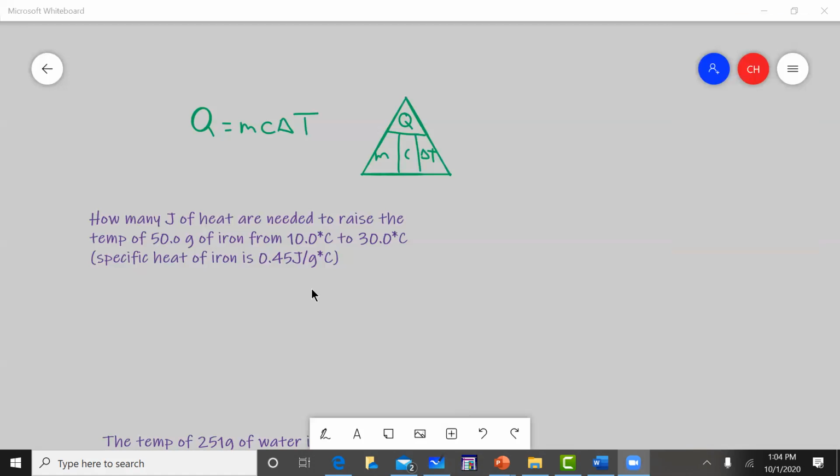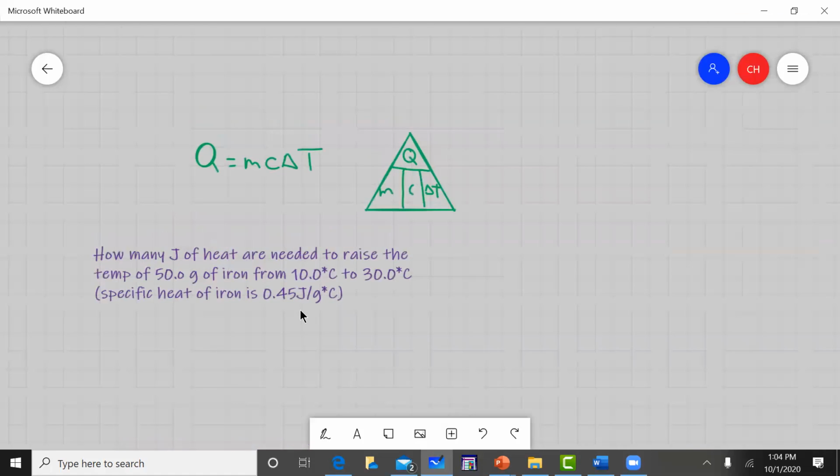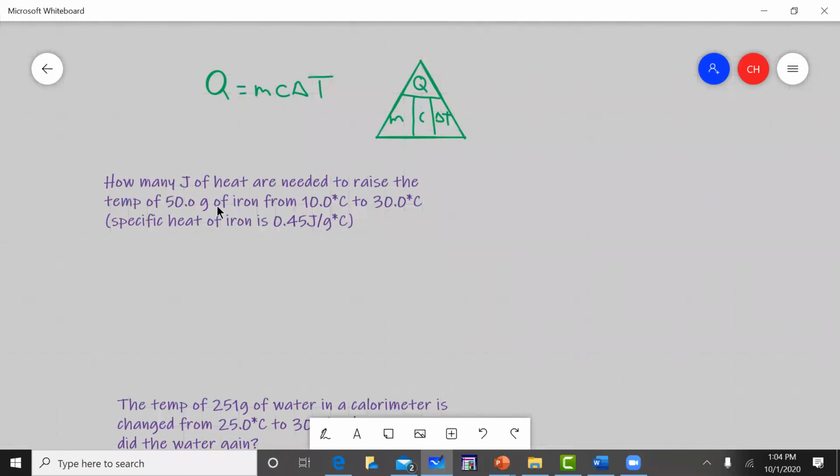Okay. So for this first one here, how many joules of heat are needed to raise the temperature of 50 grams of iron from 10 degrees Celsius to 30 degrees Celsius? It gives us a specific heat of iron. If you're working on a problem and it doesn't give you the specific heat, you can always reference an appendix. But we're solving for Q.